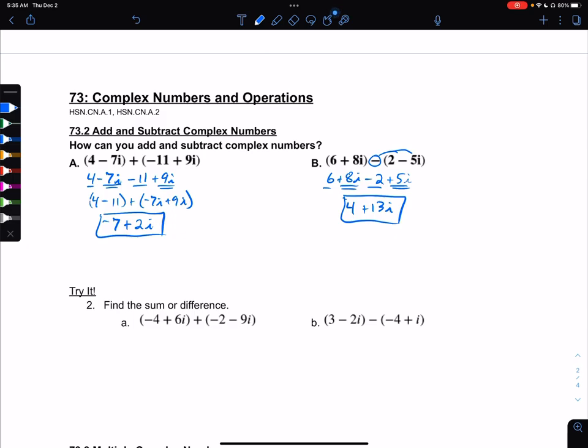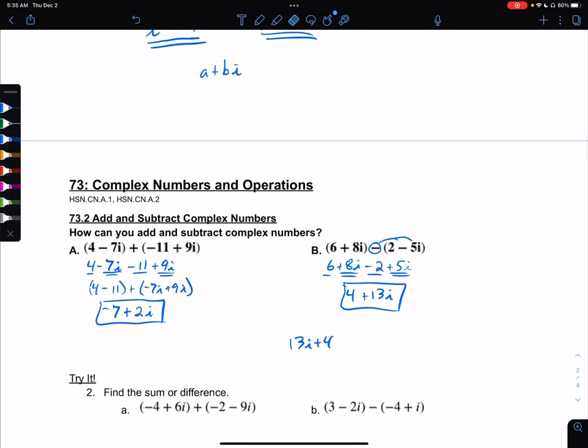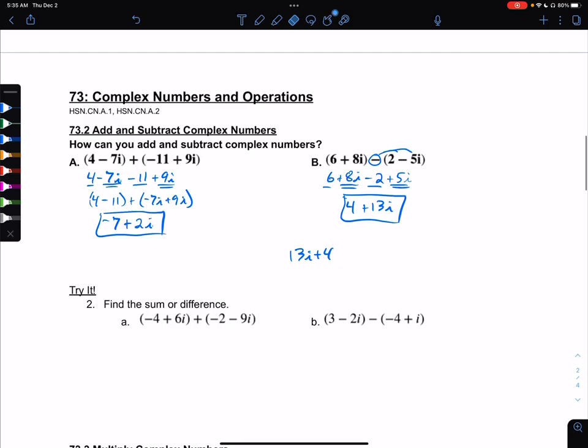Once again, this is in the form a plus bi. So the 4 would be your a value and 13 would be your b value. If you added these up, let's just say you got 13i plus 4. You do want to rewrite these, so we want to keep putting them in the form a plus bi. It's just the standard way to write them. It's kind of the proper way. So if you do get something like this where the i term is first, just rewrite them in the form that we wrote our answer in.